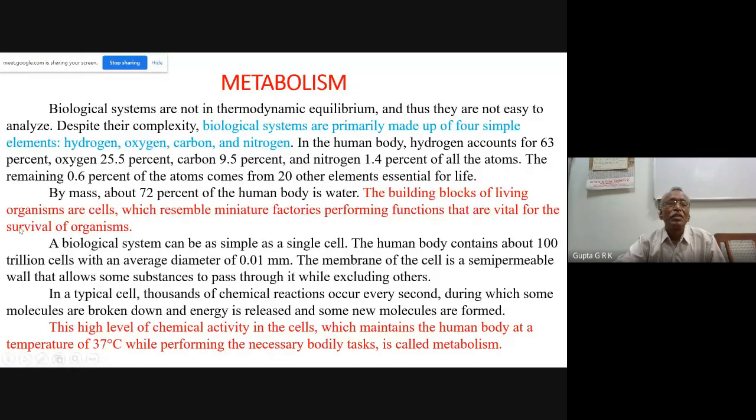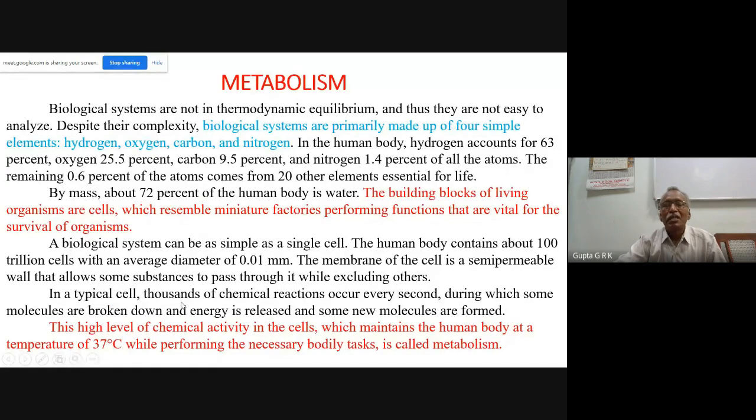The building blocks of living organisms are cells, which resemble miniature factories. These cells of our body are like miniature factories performing functions that are vital for the survival of the organism. And so a biological system can be as simple as a single cell. The human body contains about 100 trillion cells with an average diameter of 0.01 mm. The membrane of the cell is a semi-permeable wall that allows some substances to pass through while excluding others.